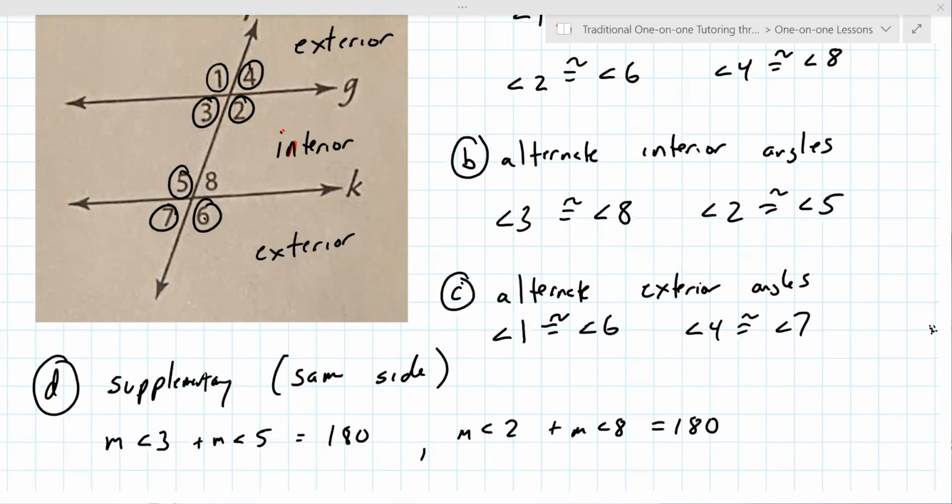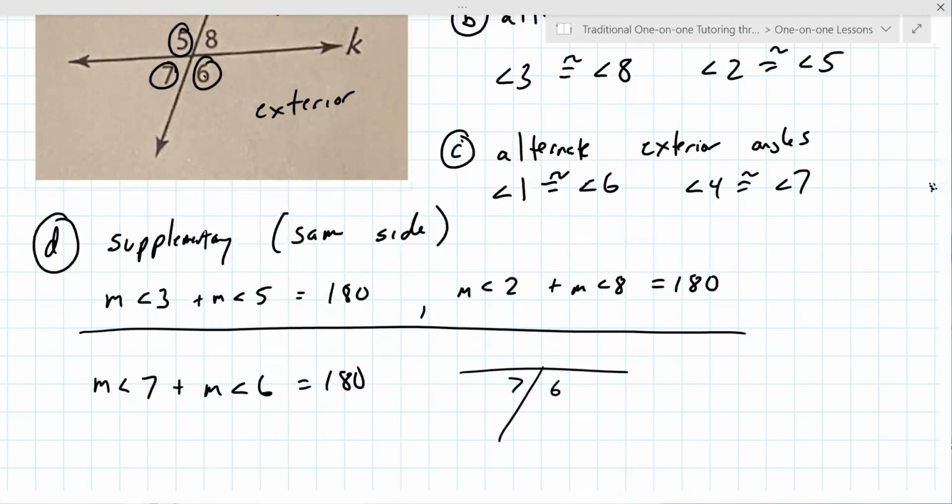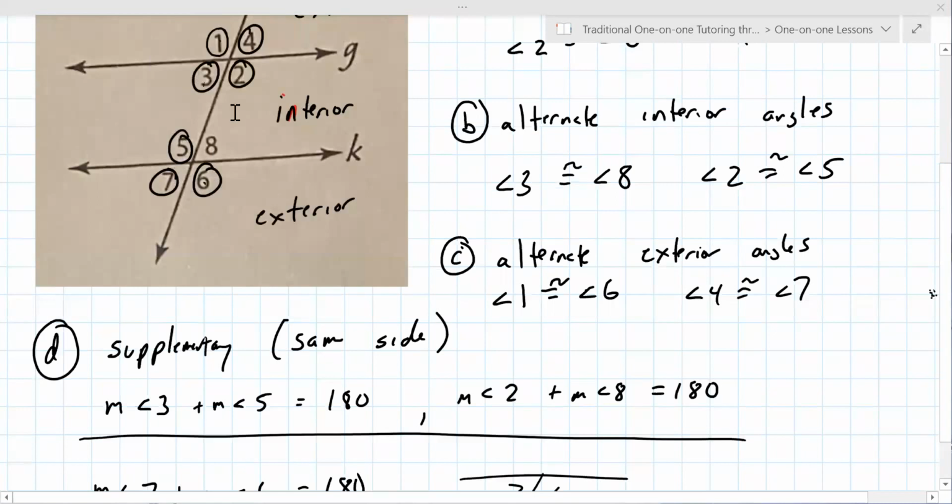Now there are other supplementary angles. For example, let me just draw a line here. The measure of angle 7 plus the measure of angle 6 equals 180. Visually, there's 7 and there's 6, and they're going to add up to 180. And there's a bunch of them: 5 and 7, 8 and 6, 2 and 4, 4 and 1, 3 and 2, 1 and 3. There's a lot of them that are supplementary. I don't know if they all need to be written down, but that's the basis for doing the rest of this worksheet.